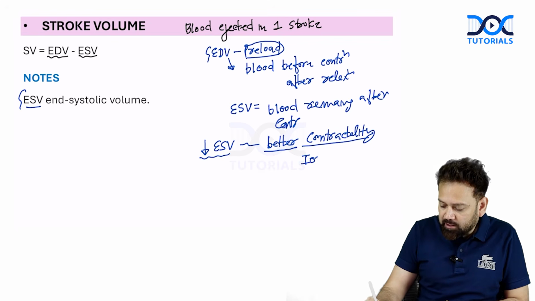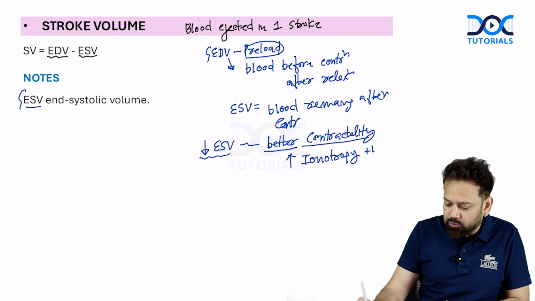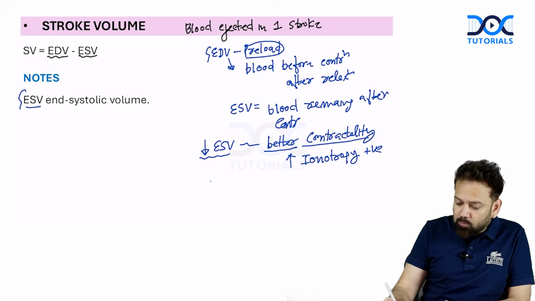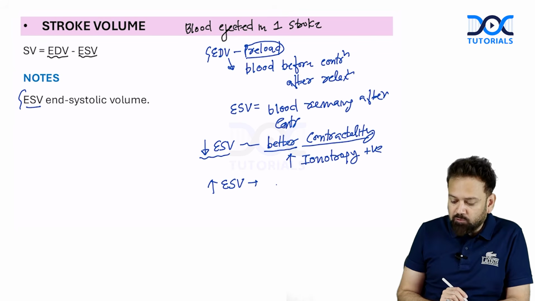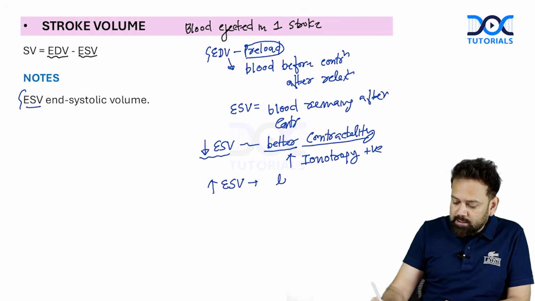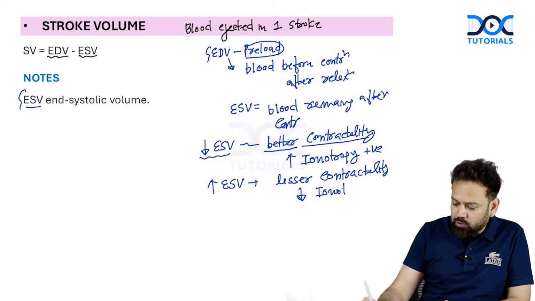inotropic action. It is called inotropy, increased inotropy or positive inotropy. On the other hand, more is the end systolic volume, lesser is the contractility and lesser will be inotropy. Inotropic action will be negative.